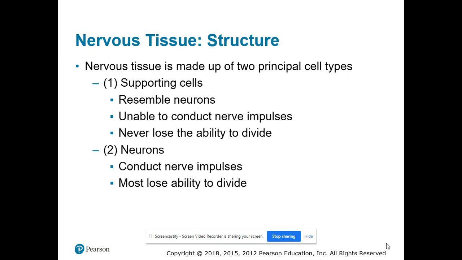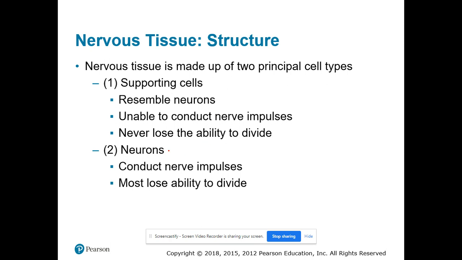The first one is supporting cells, and the second one is neurons. So supporting cells actually resemble neurons. However, they are unable to conduct nerve impulses, which means they do not send out signals. And another thing about supporting cells is they never lose their ability to divide. So they're always undergoing mitosis to create new cells.